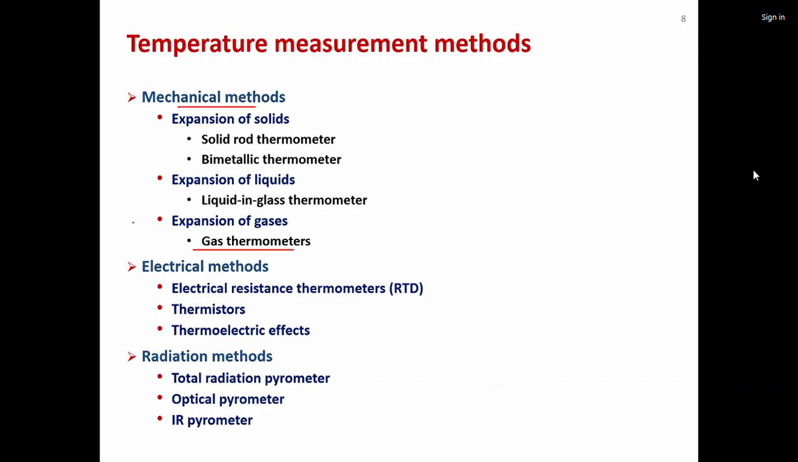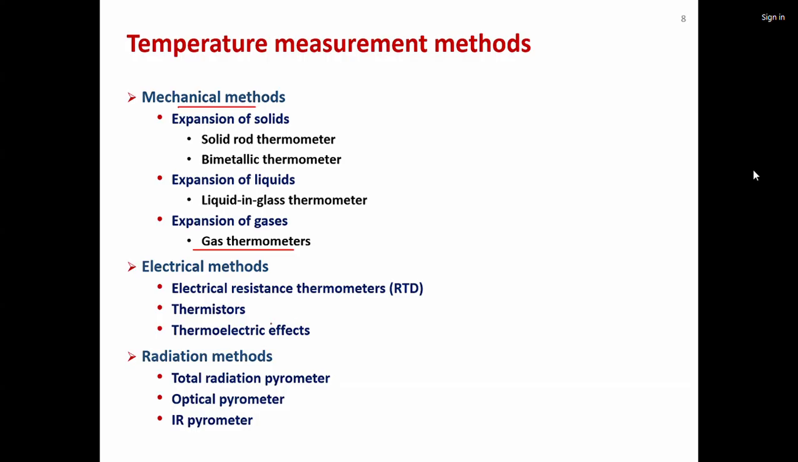Okay. Then we have electrical methods. In electrical methods, we talk about electrical resistance thermometers, that is RTDs. The full form of RTD is resistance temperature detector. So here, based on the temperature, the electrical resistance of the material is going to vary. Okay. Typically, the resistance is going to increase with increase in temperature. So by looking at the resistance of a material at a higher temperature, you should be able to predict what the temperature is.